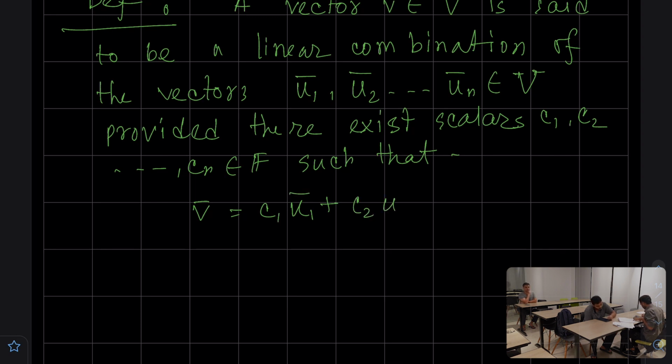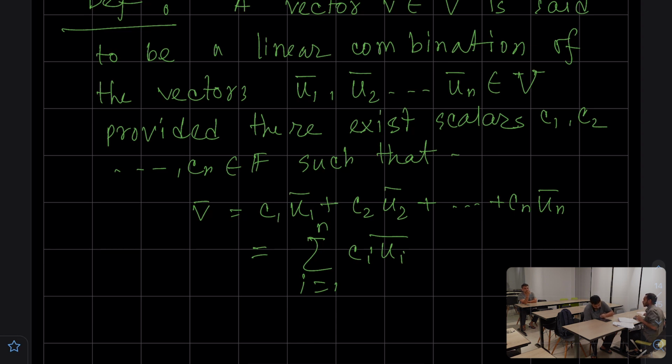plus c2 u2 plus ... plus cn un, which is the sum from i equals 1 to n of ci ui. Okay, so this is the definition of the linear combination.